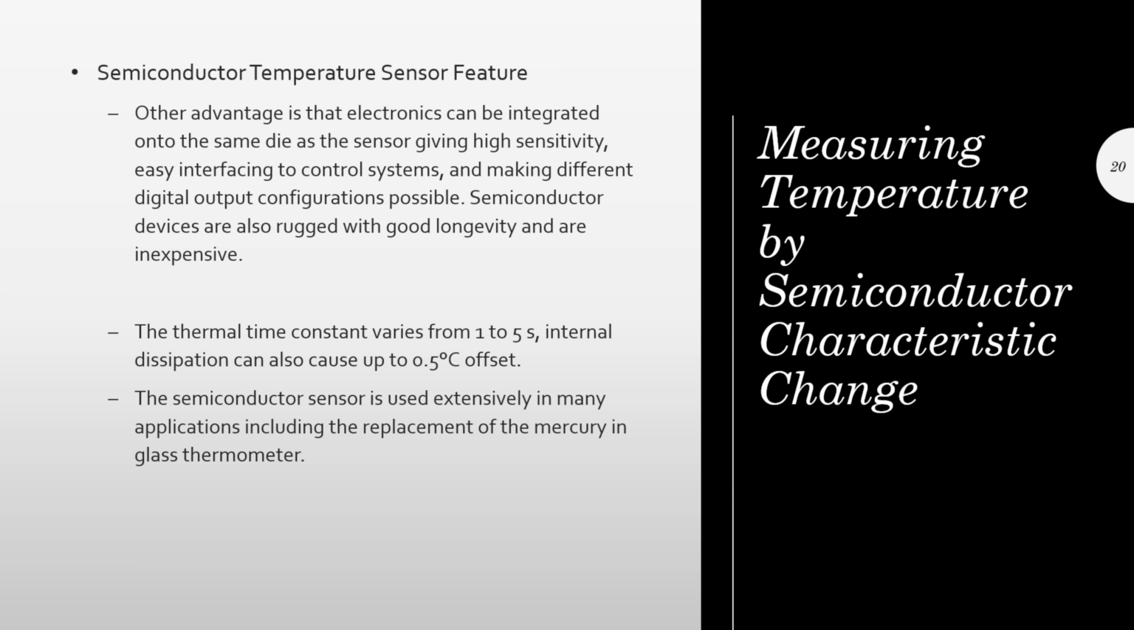The thermal time constant varies from 1 to 5 seconds. Also, it is still exposed to internal dissipation that can cause up to 0.5 degrees Celsius offset. Because of these advantages of the semiconductor, they can be used extensively in many applications as a replacement for the mercury glass thermometer, which was the first device invented for measuring temperature.